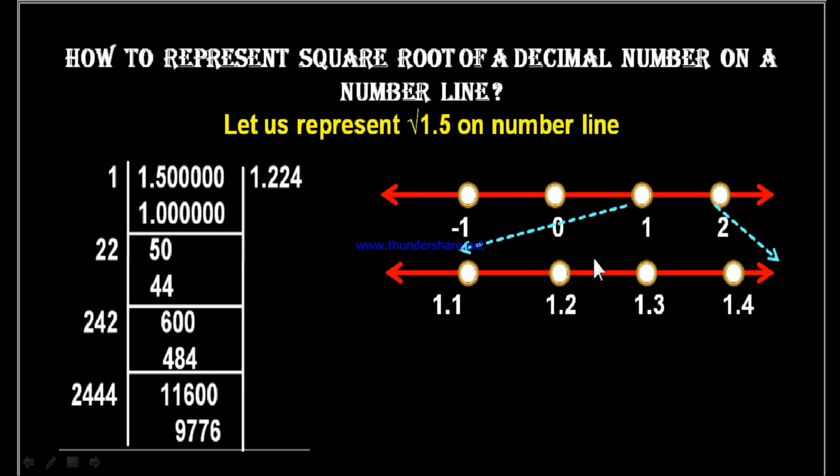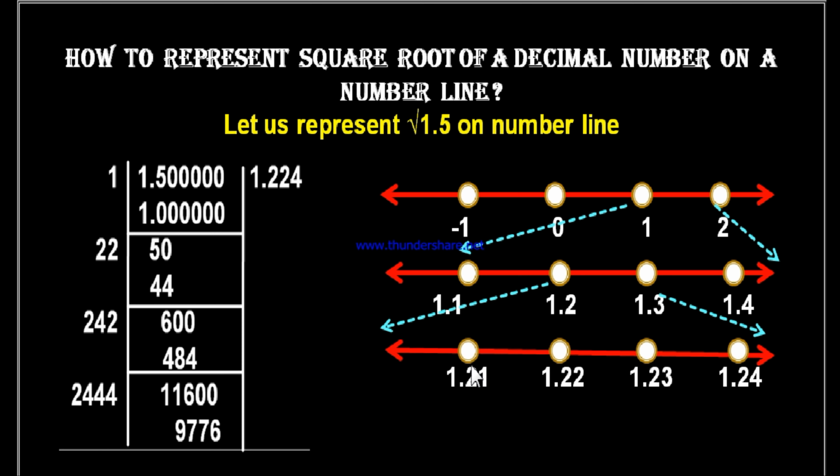Later we have 1.22, which lies between 1.2 and 1.3. Therefore, this part is to be magnified now, 1.2 to 1.3. And you can note down 1.21, 1.22, 1.23, 1.24. And again 1.224 lies between 1.22 and 1.23. Therefore, this part is to be magnified again.